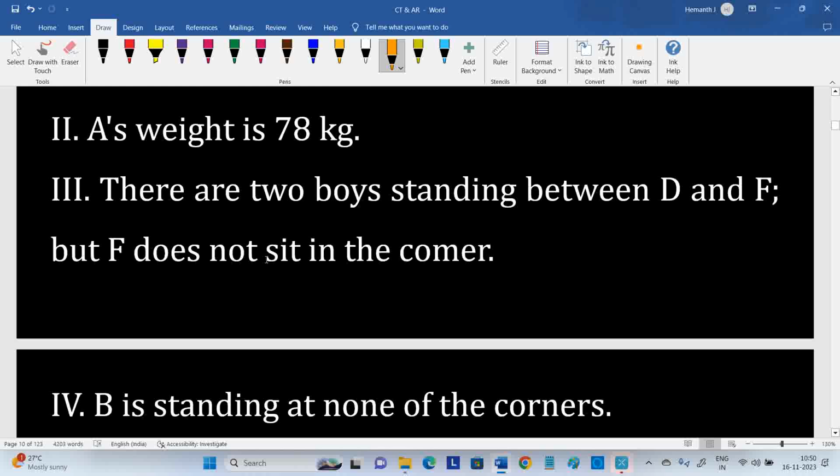B is not at the corners. There are two boys sitting between D and F. So it can be like this or like this. Two boys sitting between D and F means it will be D, two blanks, F, or F, two blanks, D. F does not sit in the corner. B is standing at none of the corners.